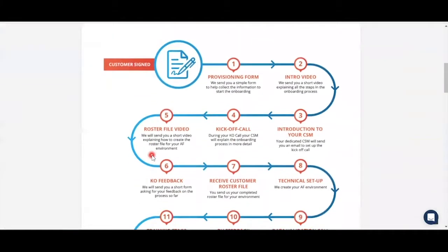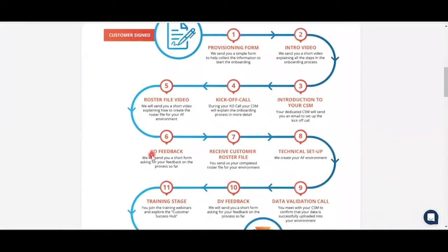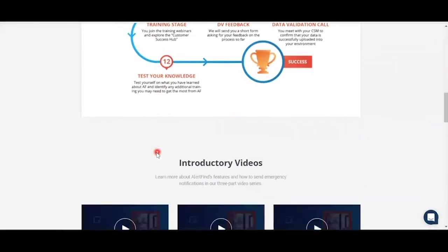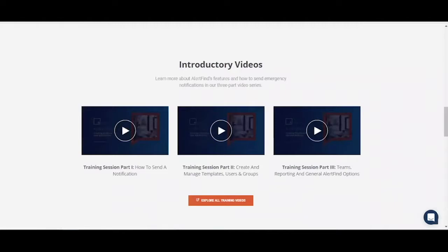Scrolling further down the page, we find the section that contains all of our recorded training videos, as well as a list of all of our nuggets that have been created for you. The first 3 videos we can see are training session number 1, training session number 2, and training session number 3. These are long videos that will train you on mastering the 8 modules of the user interface that every admin will need to learn to be able to use AlertFind.